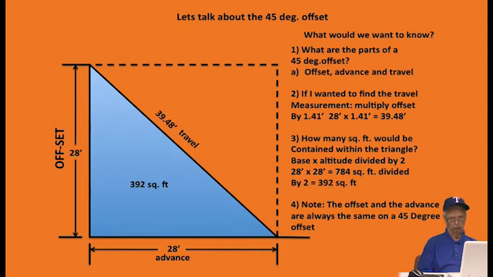Number 3, how many square feet would be contained within a triangle? What do I do to find that out? I multiply base times altitude, and I divide by 2. So 28 times 28 is 784 square feet, divided by 2 will be 392 square feet. That's what this triangle would contain. The reason we divide by 2: if we multiply 28 by 28, we get the whole square. We only want half. Not a big deal. Note, the offset and the advance are always the same on a 45-degree offset. I can tell you that and tell you that again as we go along. It's going to be real important to you.